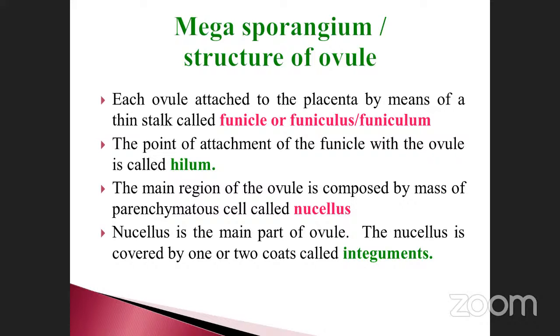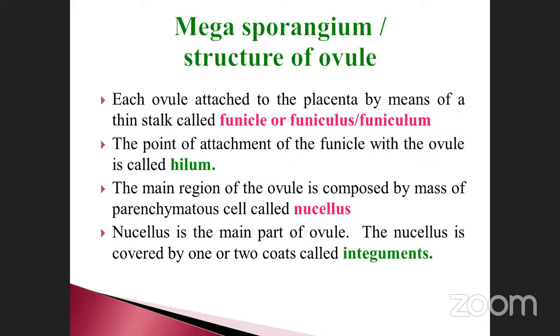The main region of the ovule is composed of a mass of parenchymatous cells called the nucellus. The outermost layer covers it. The ovule is composed of a mass of parenchymatous cells. It's also very, very important. That is called the nucellus. The nucellus is the main part of the ovule, and it is covered inside. What are the things present in it? The nucellus is very, very important.